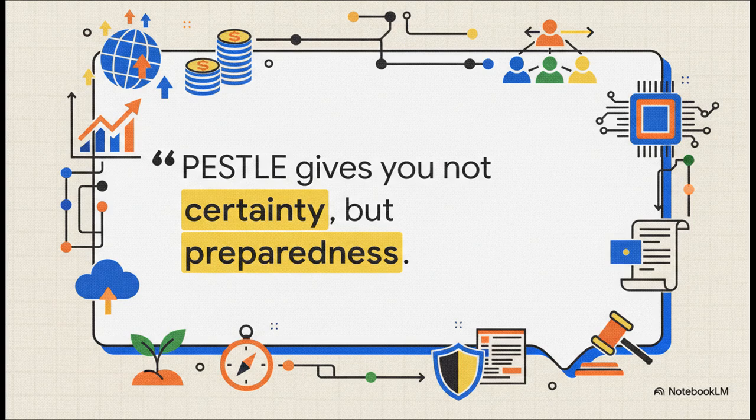And if you take one thing away from this, let it be this. In a world that's always changing, no one can give you certainty. It's just not possible. But a framework like PESTLE, it gives you something even more valuable: preparedness. It gives you a structured way to anticipate, to adapt, and to act.